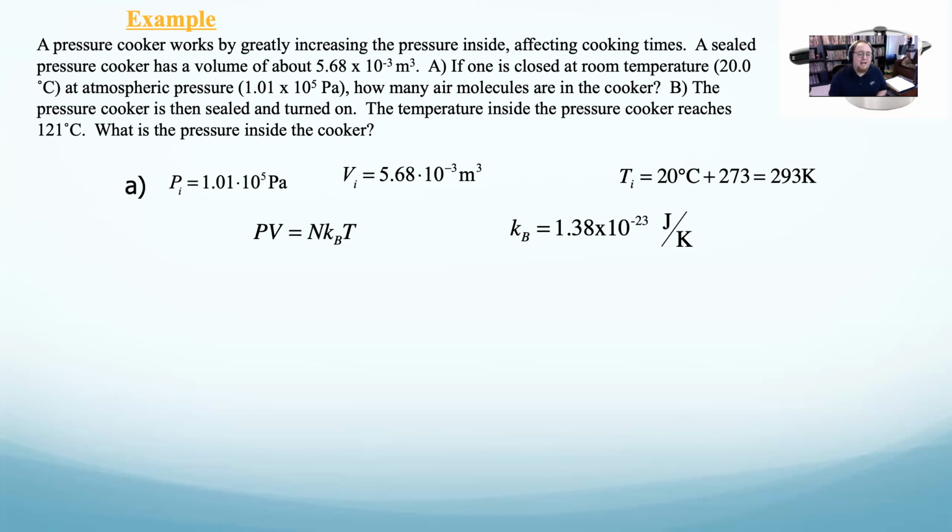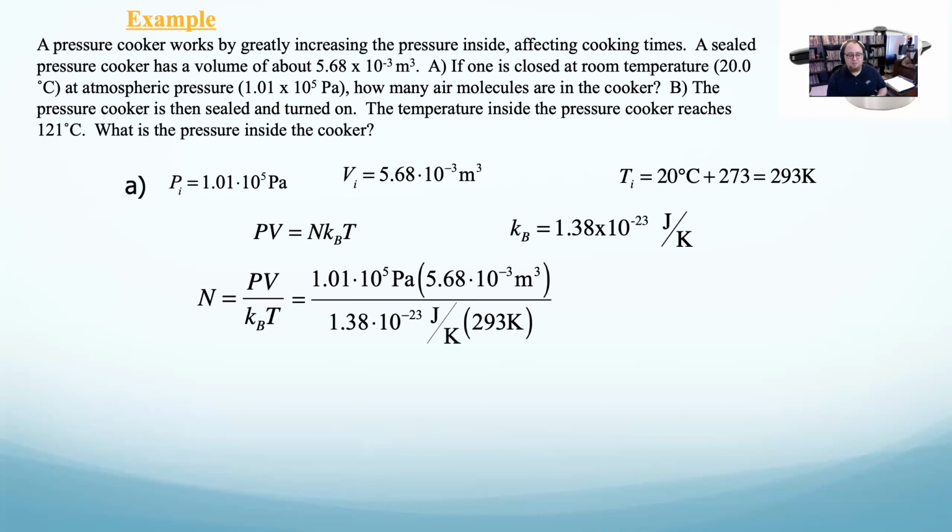I'll simply divide both sides by kT. If I divide both sides by kT, I get N alone. That the number of molecules is PV over kT, which will allow me to plug in my numbers and solve. Note, N should always be a big number. If you get some small number for N, you probably messed up somewhere. 10 to the 23rd, pretty big number.